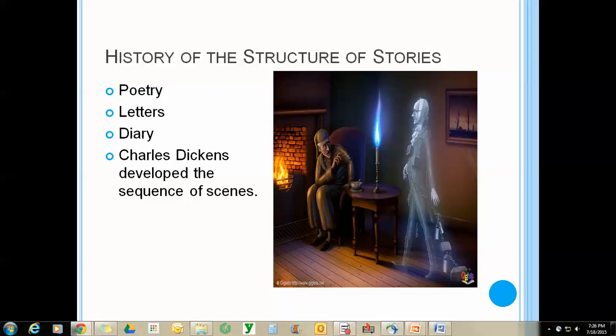Now, with the history of the structure of stories, over time stories have changed. Before, stories were mainly written in poetry form. Then later on, stories were written as letters, then even as diaries. But they do say that it was Charles Dickens who developed a sequence of scenes that is considered modern story writing. And remember, he's the one that wrote Great Expectations, A Christmas Carol, and the Ghost of Christmas Past, right? All of those, that guy. So I'm sure you know him.